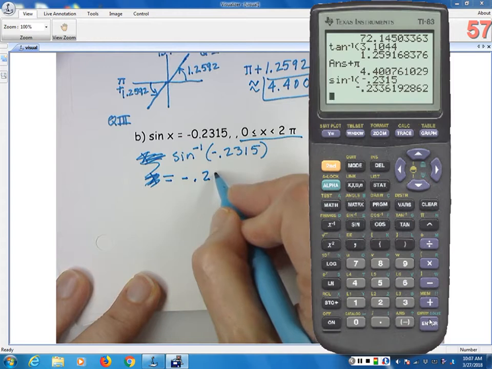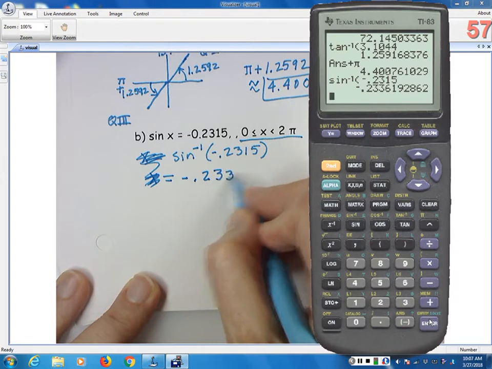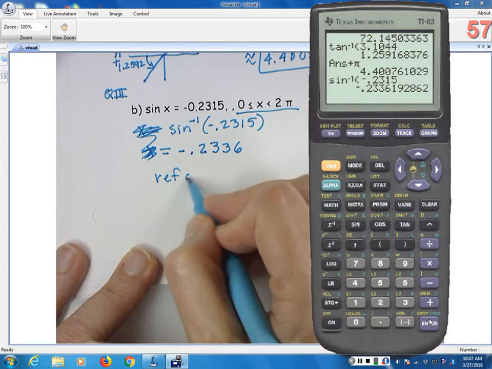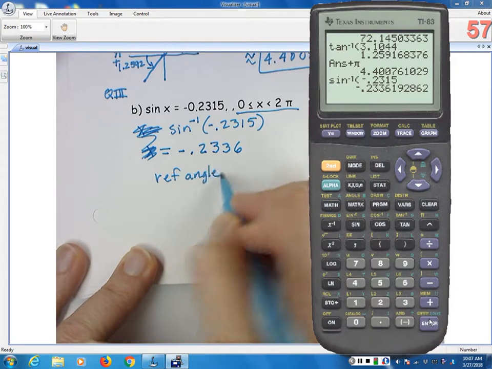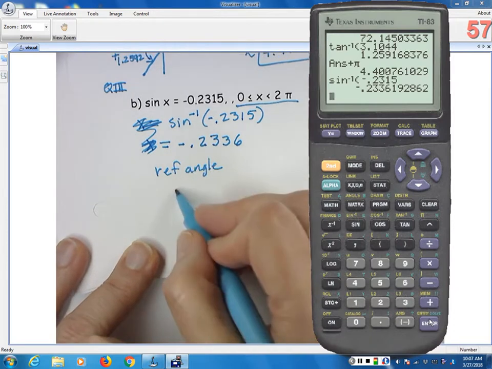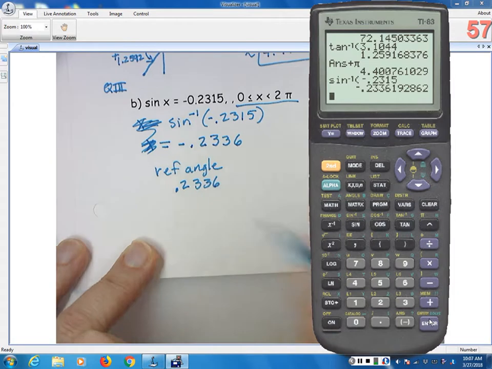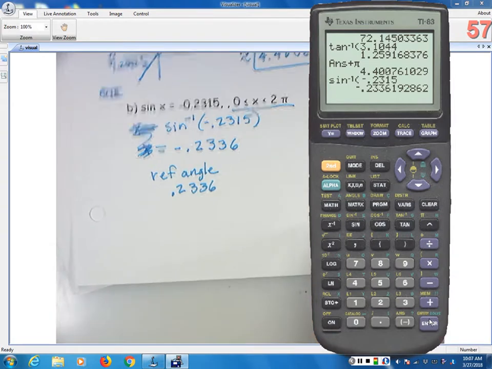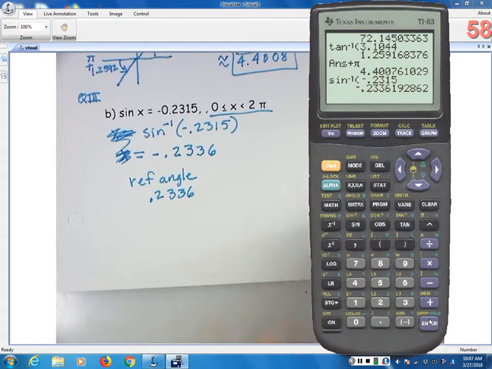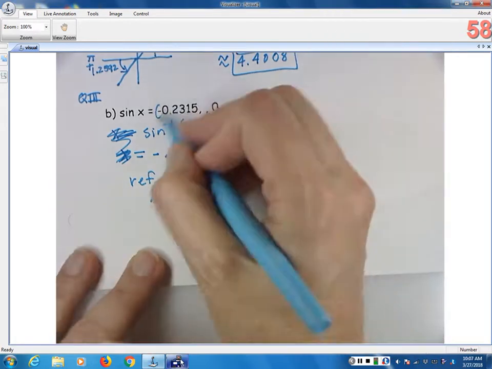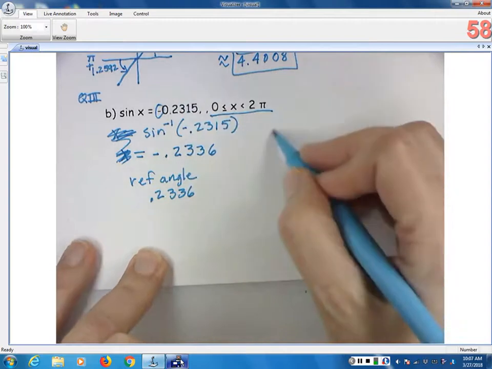But from this answer, we're going to get our reference angle. Our reference angle, they're always positive. It's going to be positive 0.2336. Now let's draw the quadrants. Where is sine negative? Negative here, in 3 and 4. Right.